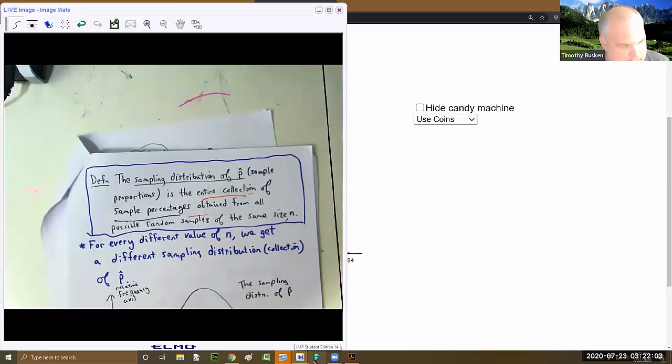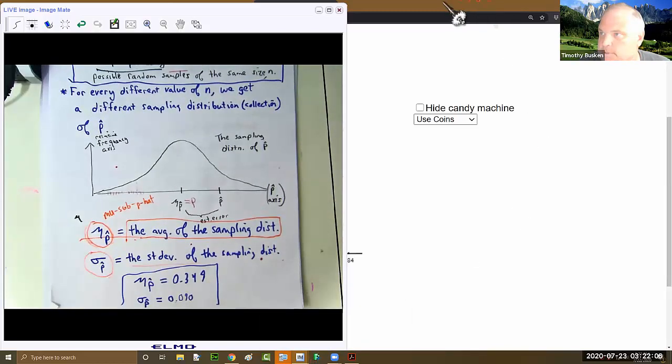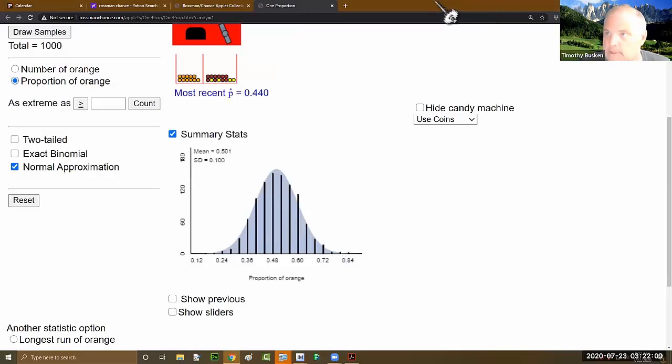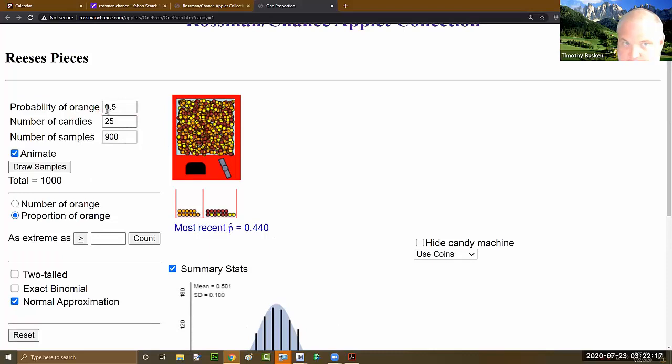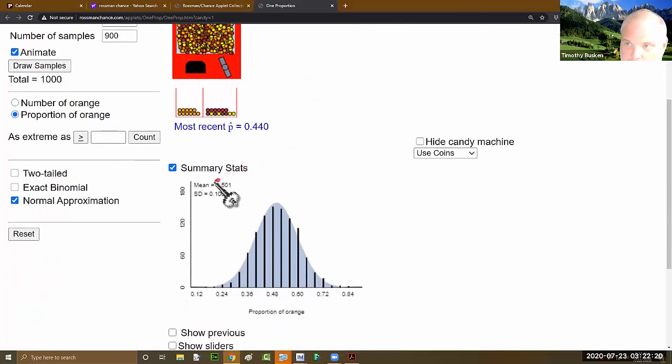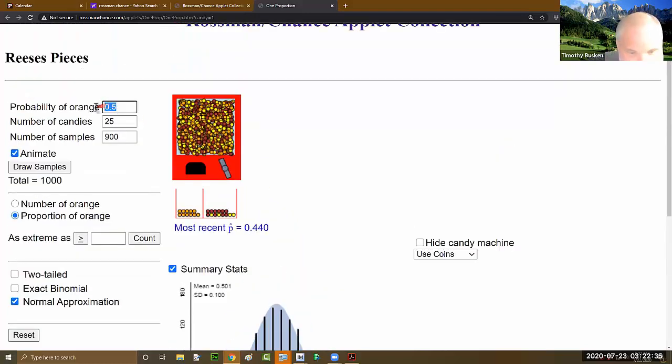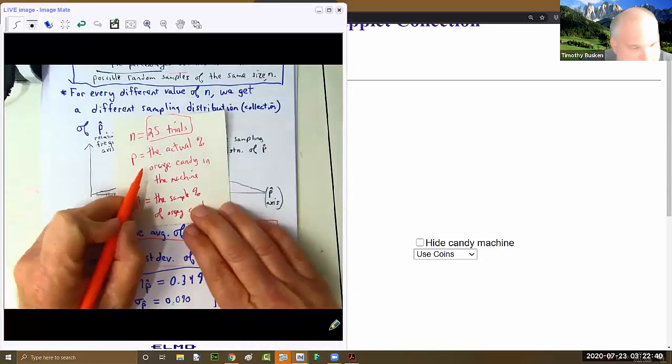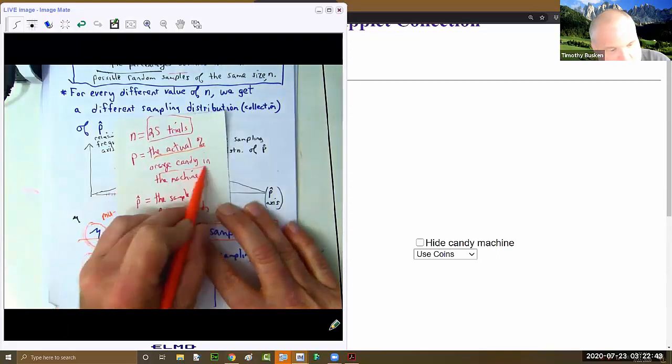But I want you to notice that, let's go back to this. This graph is a pretty good approximation of the sampling distribution of p hat for this binomial experiment. And notice the value of the average of the list of 1,000 percentages that we got from our 1,000 samples. That's pretty darn close to 50%, which is the actual value of P, the actual percentage of orange candy in the machine.